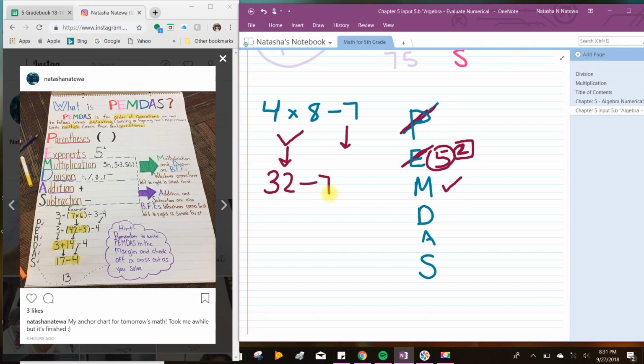Alright, so we did multiplication. Is there any division? Do we see any of these division signs here? No, there's no division. Is there any addition? Do we see the plus sign anywhere? No. Is there subtraction? Yes, there's a subtraction operation sign. So we're going to do that. What's 32 minus 7? Go ahead and set the problem up and solve it.